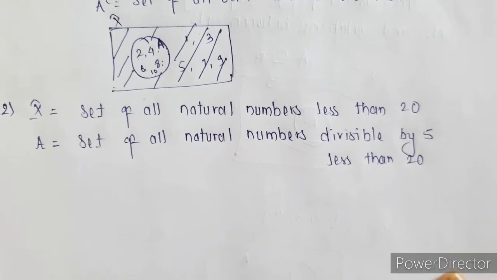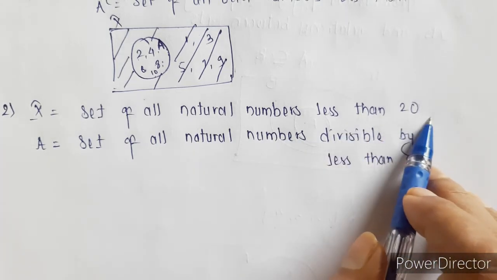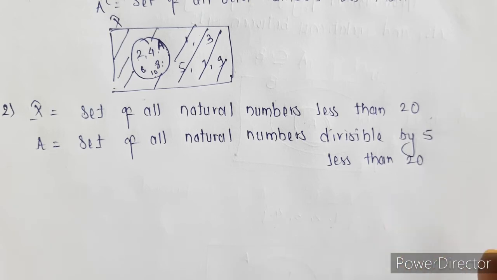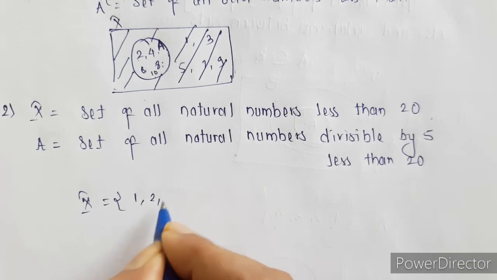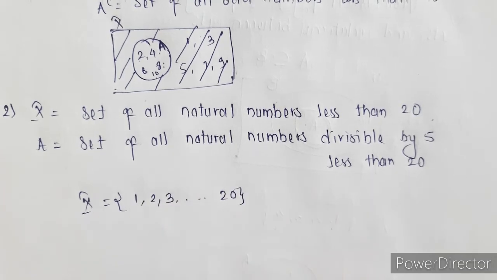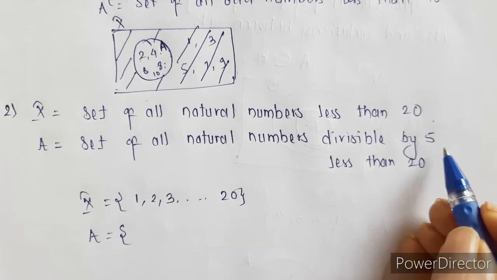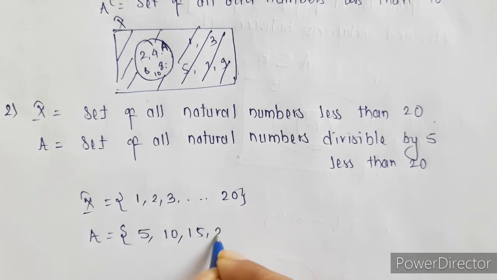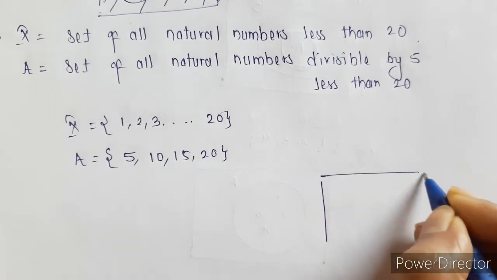Another example. So here universal set is the set of all natural numbers less than 20, and set A is the set of all natural numbers divisible by 5 but again less than 20. So let's list out. Here we have all the natural numbers till 20, and in set A we have natural numbers divisible by 5 and less than 20. So which are the natural numbers divisible by 5? 5 itself, then 10, 15 and 20.